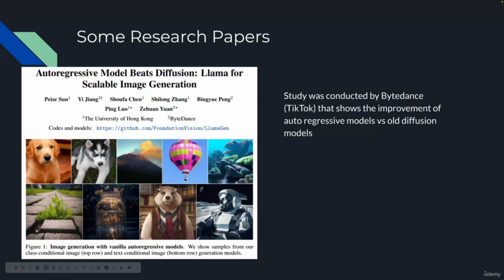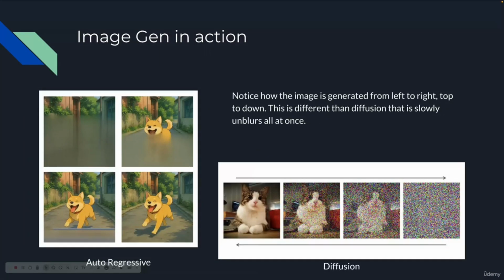So some research papers in the past, some engineers and researchers at ByteDance, which is TikTok, have shown that there are improvements in image generation in autoregressive models versus old diffusion models. The statement of the paper is that autoregressive models beat diffusion. However, there are caveats, which is much slower execution time. So for some examples of it in action, you can see on the left is autoregressive. It starts unblurring the image and draws left to right, top down, which is very similar to painting, whereas the diffusion model creates random noise at first and tries to turn it into something that you have seen before.